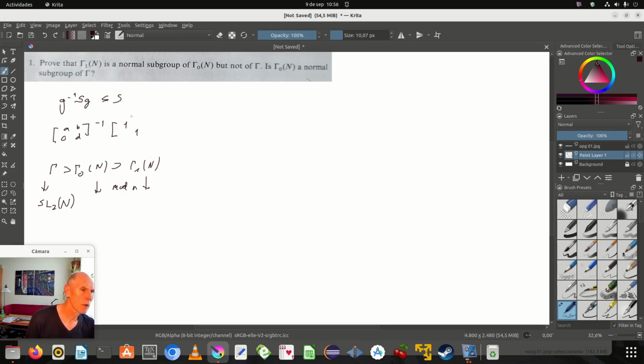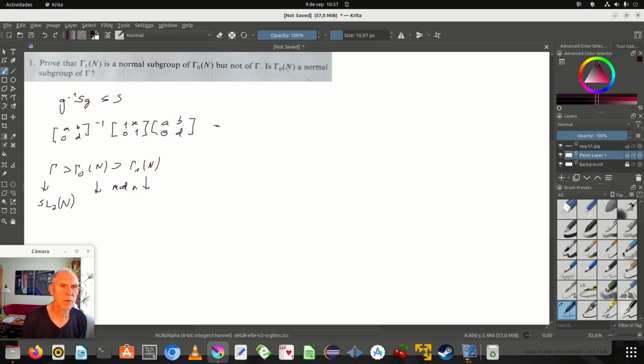Subgroup of gamma 1. It's any number up here, x like. And then the inverse of that, I'll just have to work on that. I'll make a break and work on that and then start again.